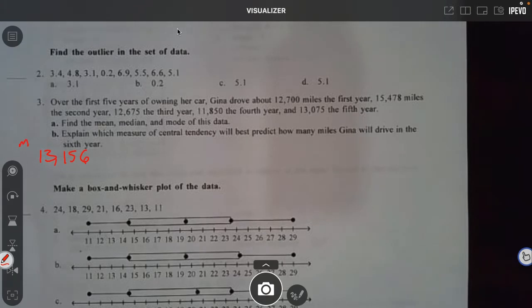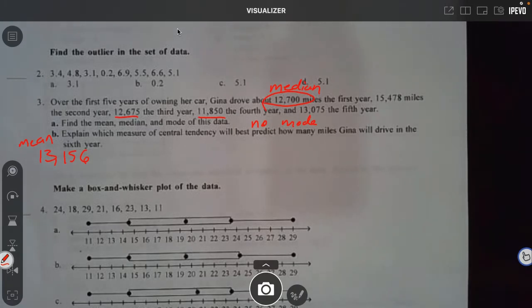13,156 is my mean. Okay, then to find the median, do I need to write all of them in order? Yes, I have to write them in order. So it would be this one, then this one would be in the middle, right? Yeah. Okay, so everybody's good with that, that's my median right here. There's no mode. So you would write no mode. There's mean, median, mode. Then it says, explain which measure of central tendency would best predict.